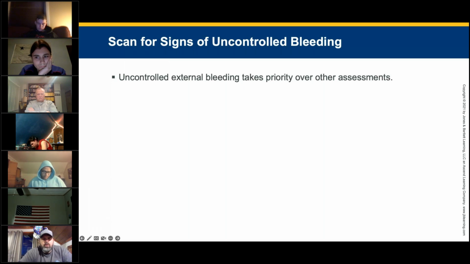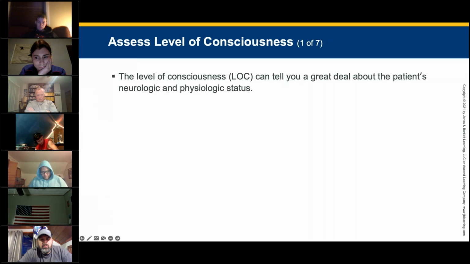Now we'll talk about some of the life threats. Uncontrolled bleeding should take priority over any other assessment. We don't care what their last oral intake was if they're bleeding out. Assess their level of consciousness. It can tell you a lot about their neurologic and physiologic status. Whether they're confused, whether they're not acting appropriately, whether they're saying things that don't make sense. All of those things you need to be looking for. And the only way you're going to really be able to assess that is by talking to them.